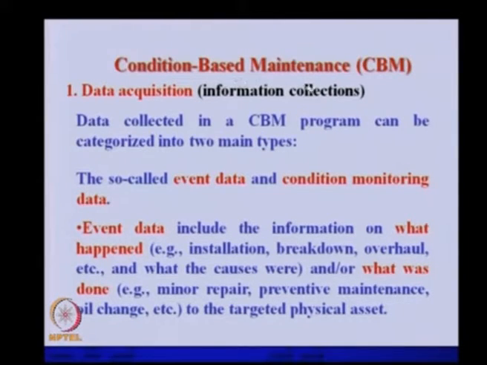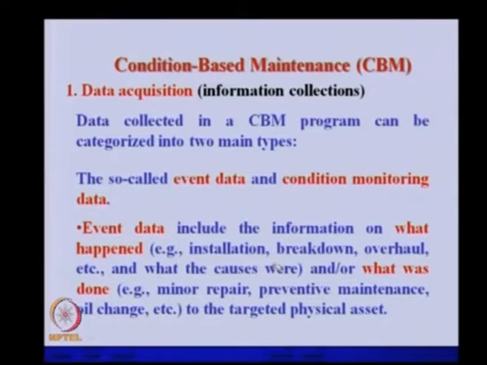One is the information collection. Data collected in a CBM program can be categorized into two main types. One is the so-called event data and the other is condition monitoring data. So, there are two types of data. Event data includes the information on what happened, such as installation, breakdown, overhaul, etc., and what the causes were.